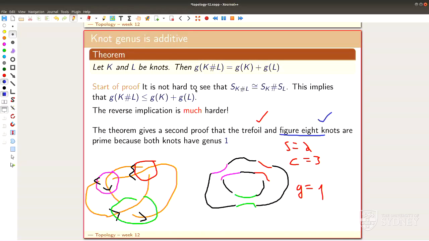So there's nothing complicated involved. Just draw the diagram, resolve the crossings, count the circles, and that's it. It's very, very simple and exciting.